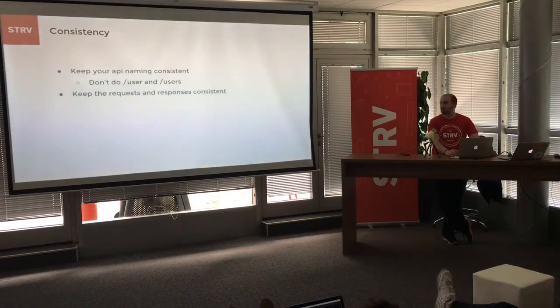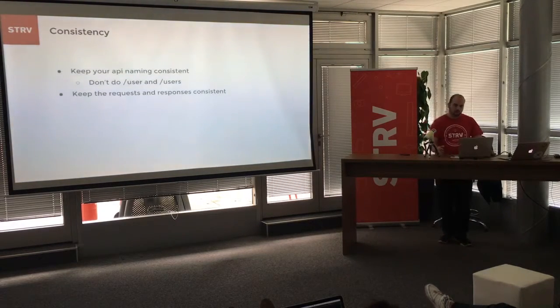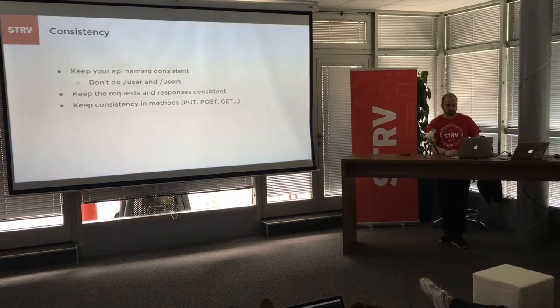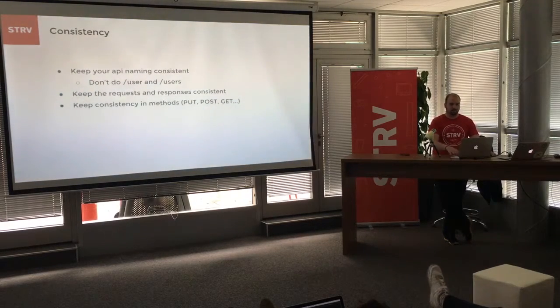Also keep the requests and responses consistent. So for example, if you decide that every error response will send an attribute message, then call it message everywhere. Don't combine it so that one response returns error message and the second returns just message. It will again be confusing and much harder to use for the API consumer. Also keep consistency in methods. If you decide to use PUT for an update, which is also standard, use it everywhere for updates. Don't combine it so that one update is POST and one is PUT. It may again be confusing.